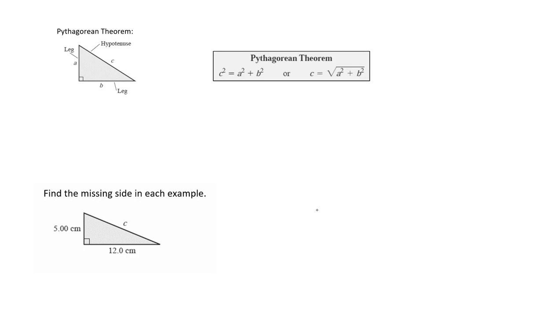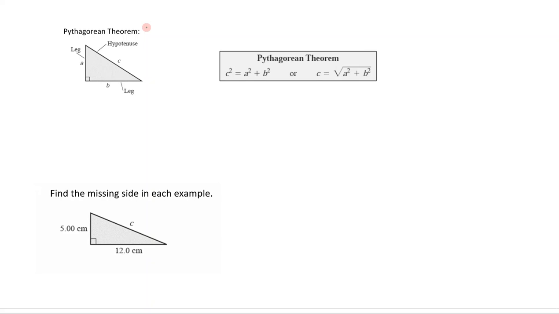In this video, I'm going to explain Pythagoras theorem. So for Pythagoras theorem, the first thing we need to know is that it's applicable only for right-angled triangles. So what are right-angled triangles?